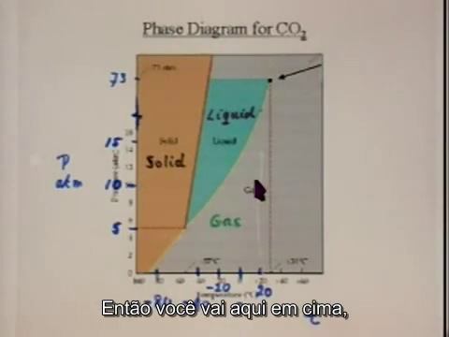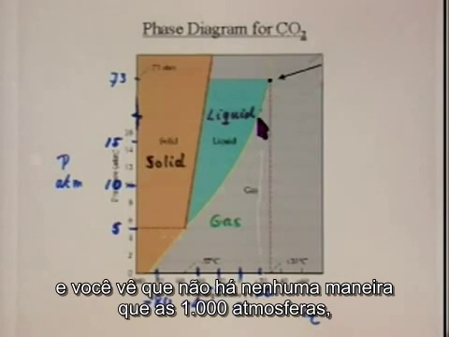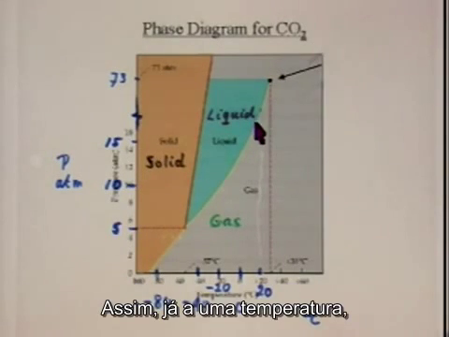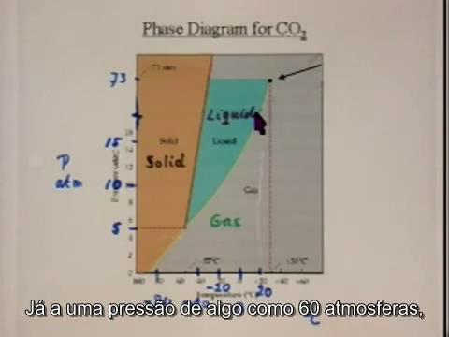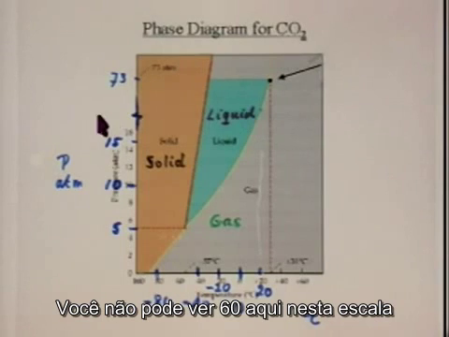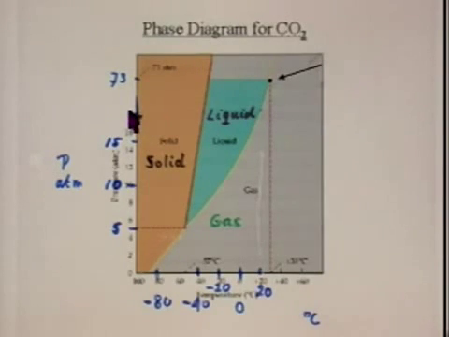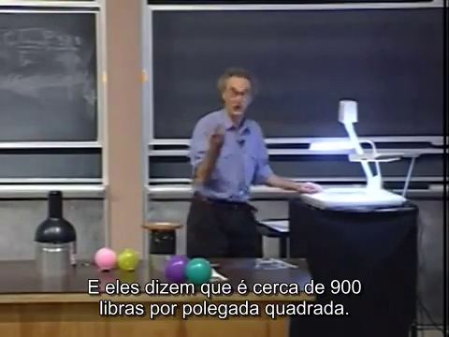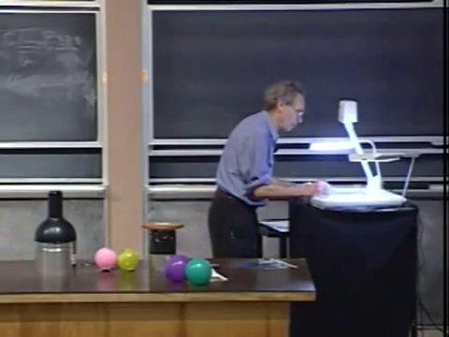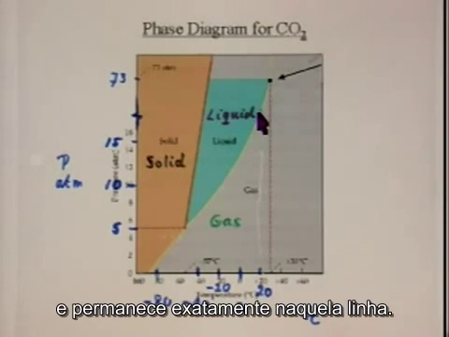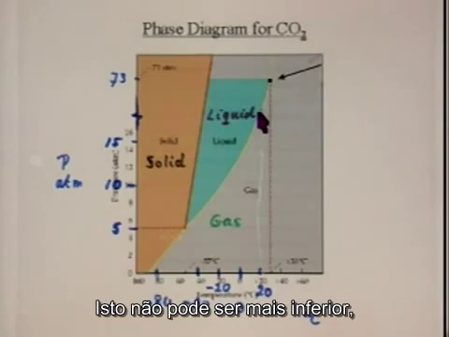and you see there's no way that 1,000 atmospheres is somewhere there in the corridor. So already at a pressure of something like 60 atmospheres, it begins to be liquid. You can't see that 60 here on this scale because it jumps there. But I called the fire department, and they said it's about 900 pounds per square inch, which is 60 atmospheres. And so this canister contains then liquid and gas and stays exactly at that line. Cannot be higher, cannot be lower.